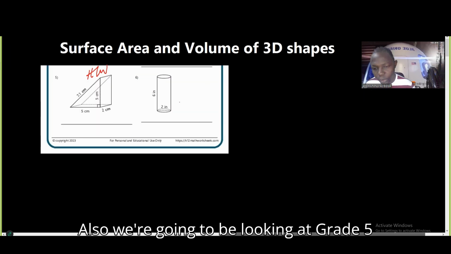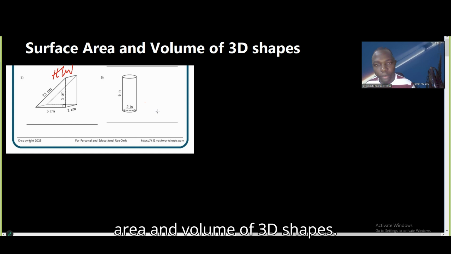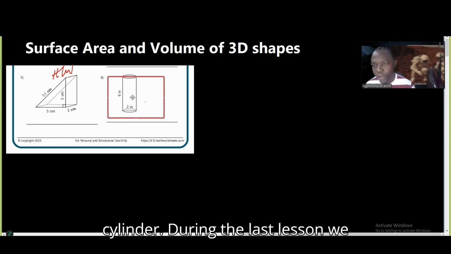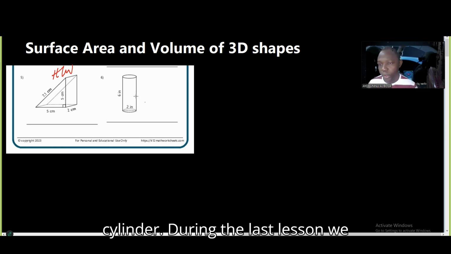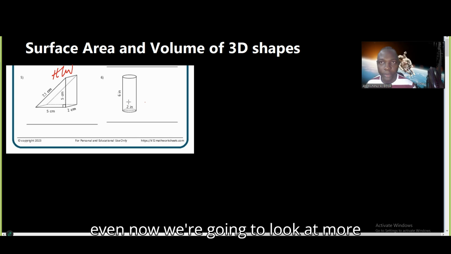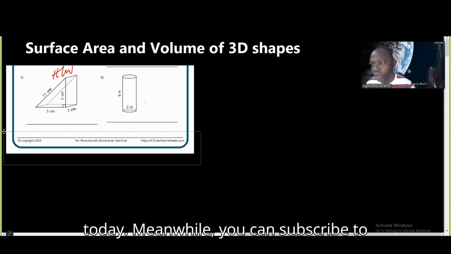Also, we're going to be looking at grade 5 math, which involves finding the surface area and volume of 3D shapes. This is a triangular prism and this is a cylinder. During the last lesson, we looked at cuboid and so on. And we're going to look at more as we meet today.